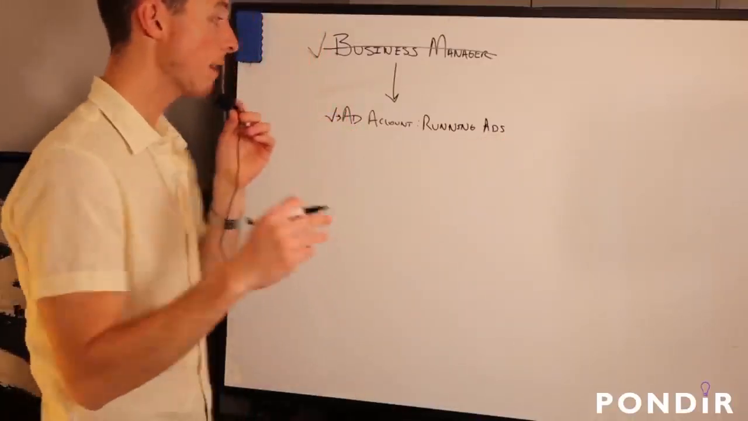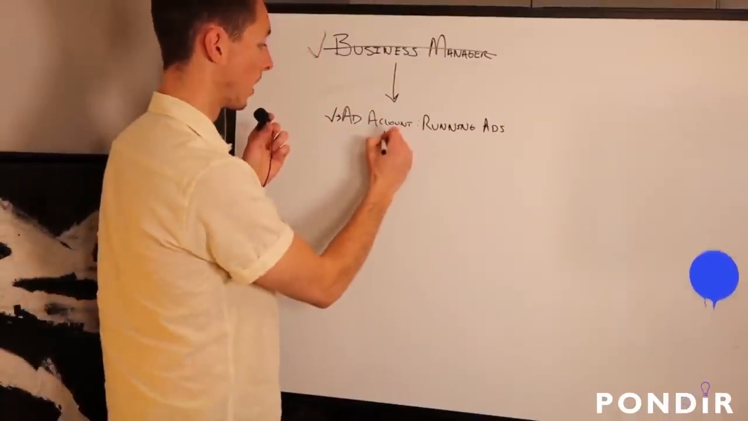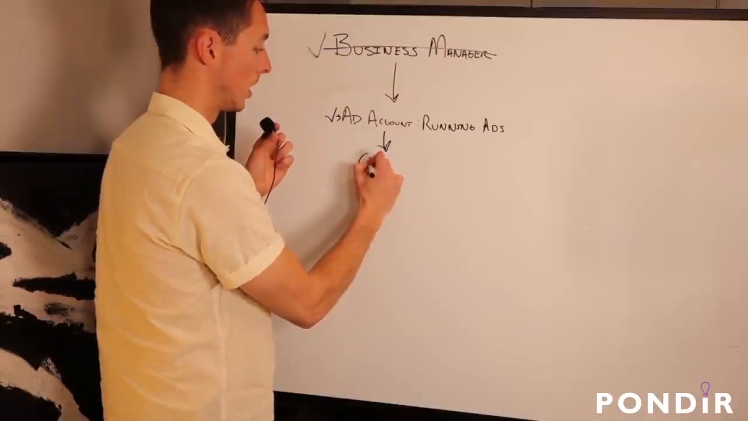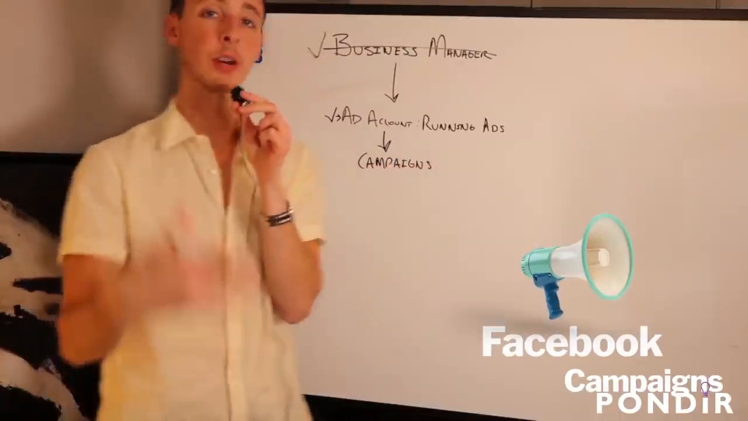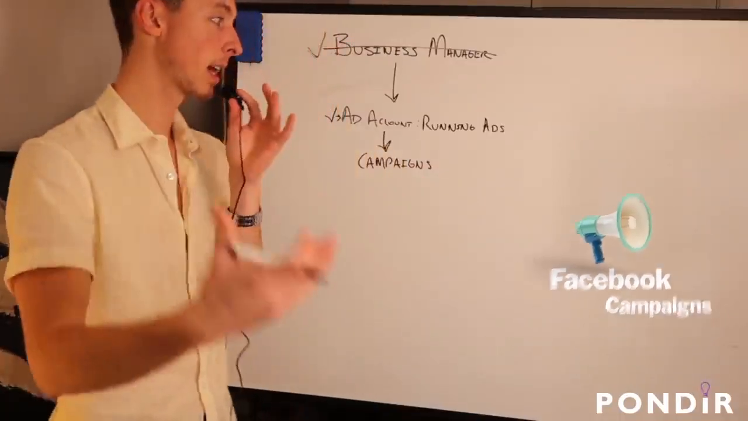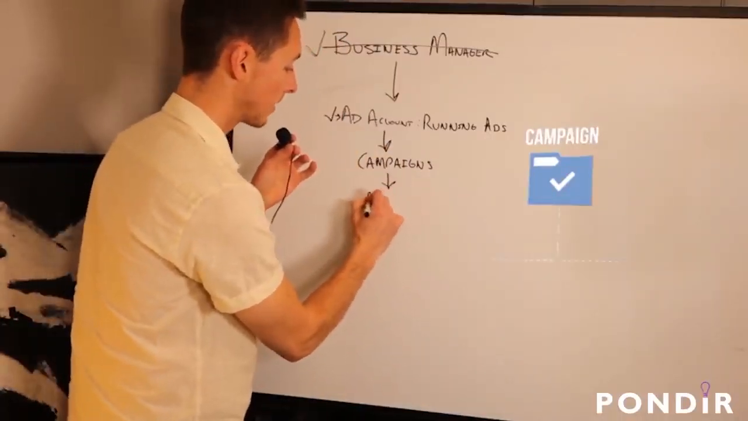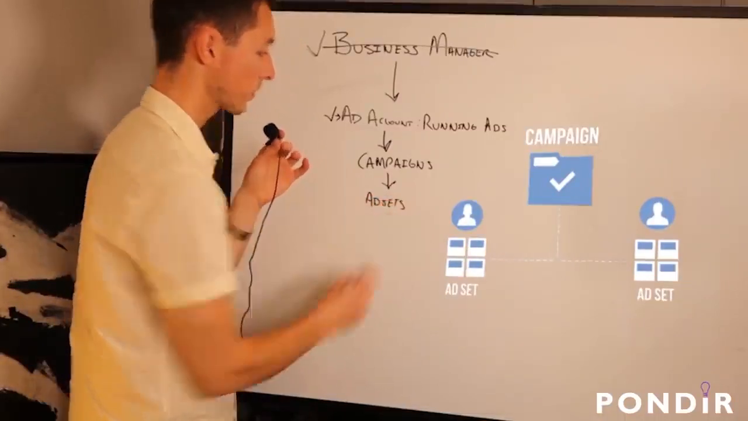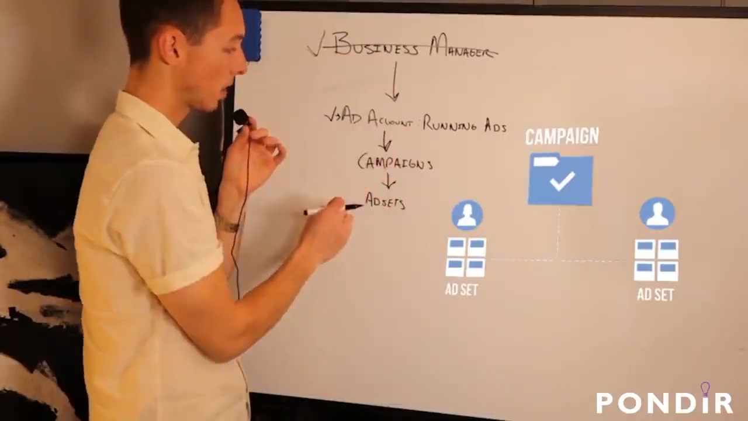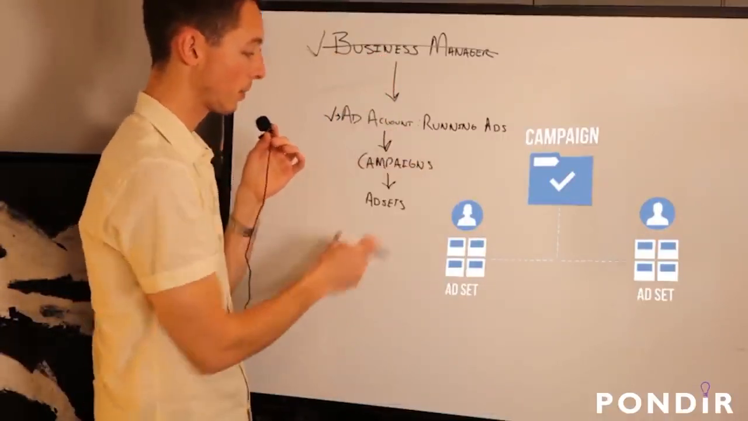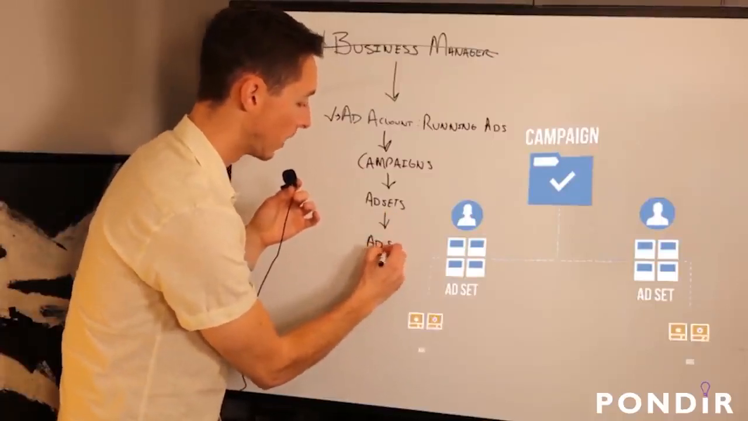So within every ad account, there are really three main aspects that you are going to be performing. First, you're going to be creating campaigns. With an ad account, you can create what is essentially defined as a marketing campaign. Every campaign has what are called ad sets. Just like the business manager is the parent to an ad account, ad accounts are the parents to campaigns, campaigns are the parents to ad sets, and ad sets are the parent to ads.